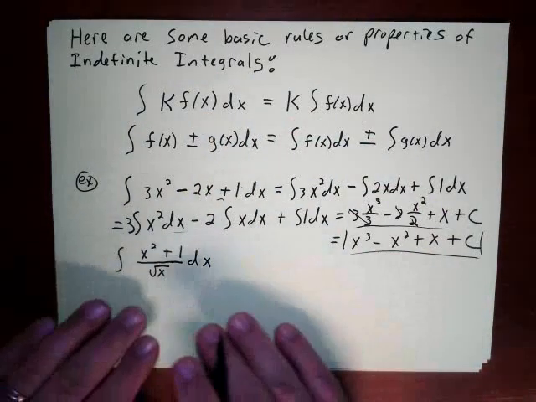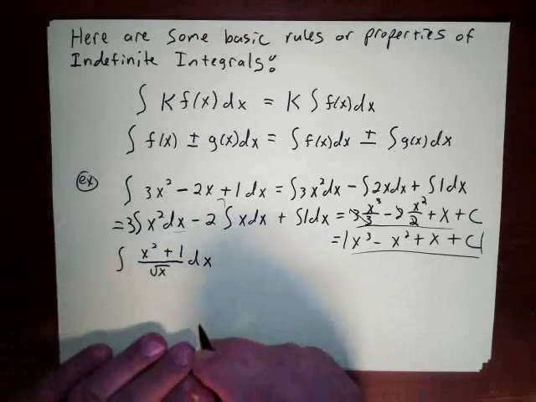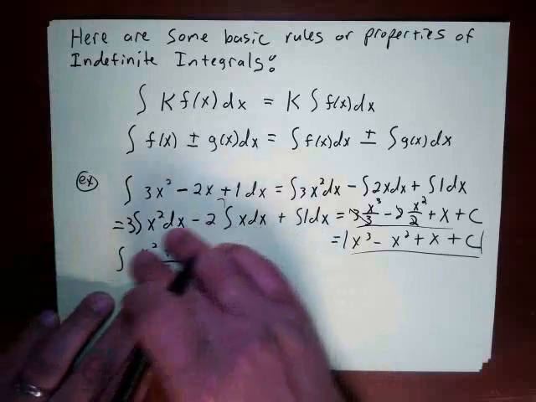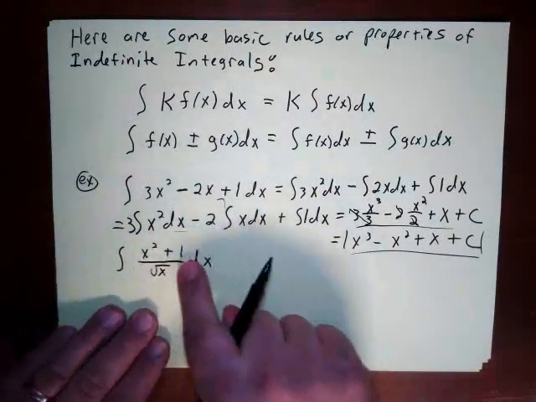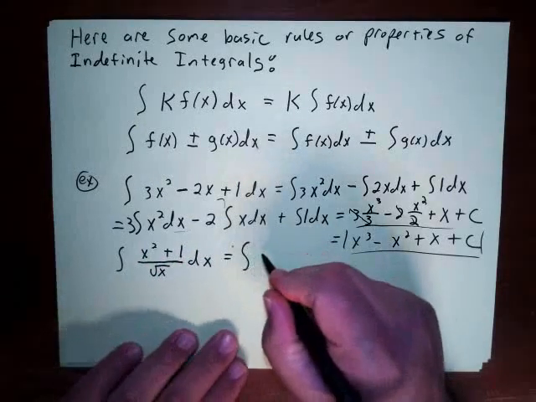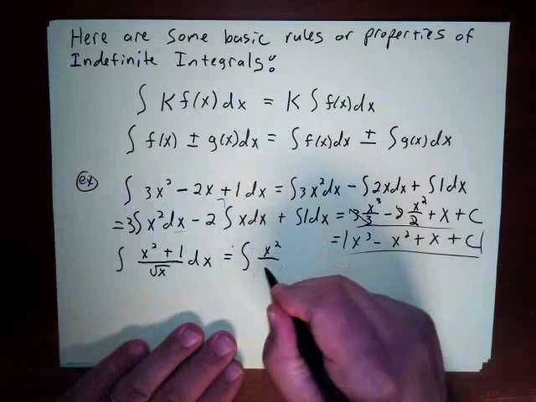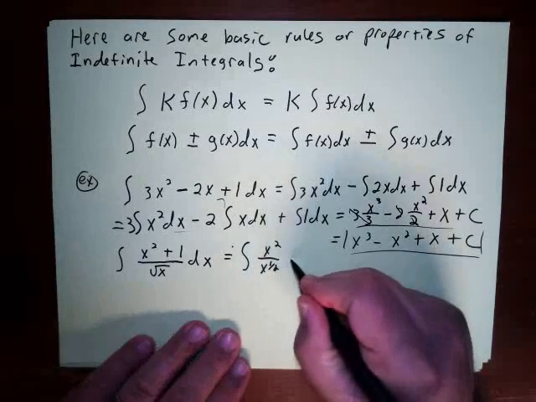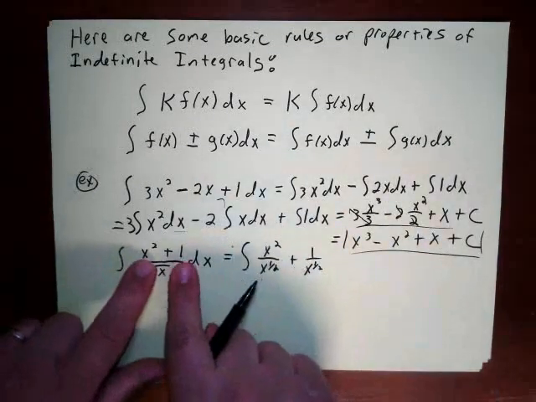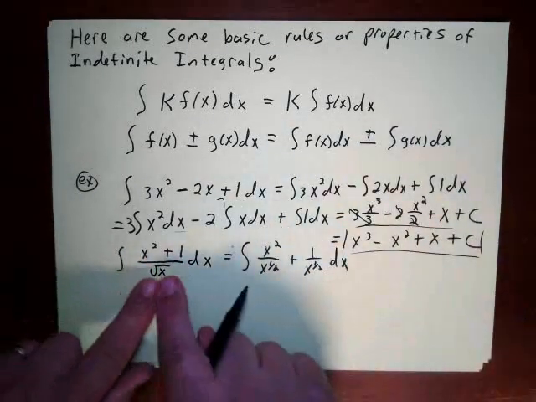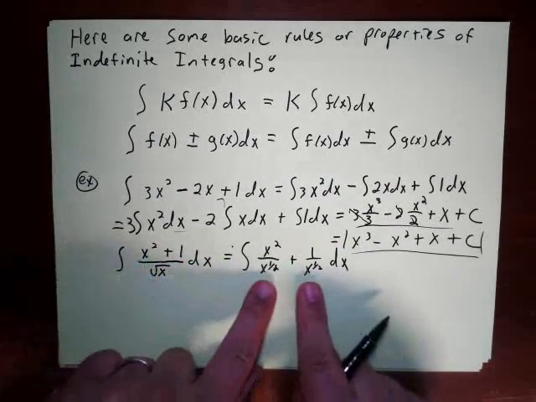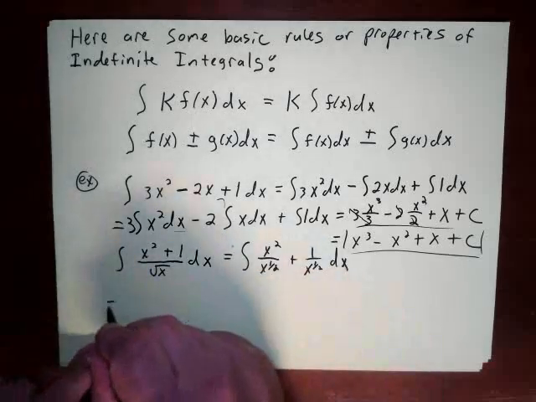Okay, well, what about this one here? Well, this one, I can't split up over the division here, but what I can do is simplify the inside, and that's what I'm going to do. So this is basically x squared over x to the 1/2, plus 1 over x to the 1/2, dx. So I split the numerator up over the denominator, and I changed the square root of x to x to the 1/2.